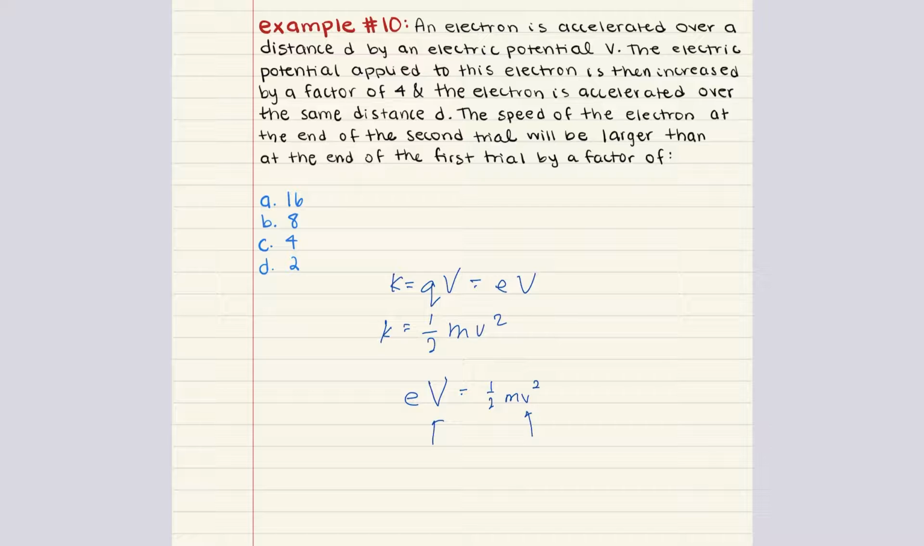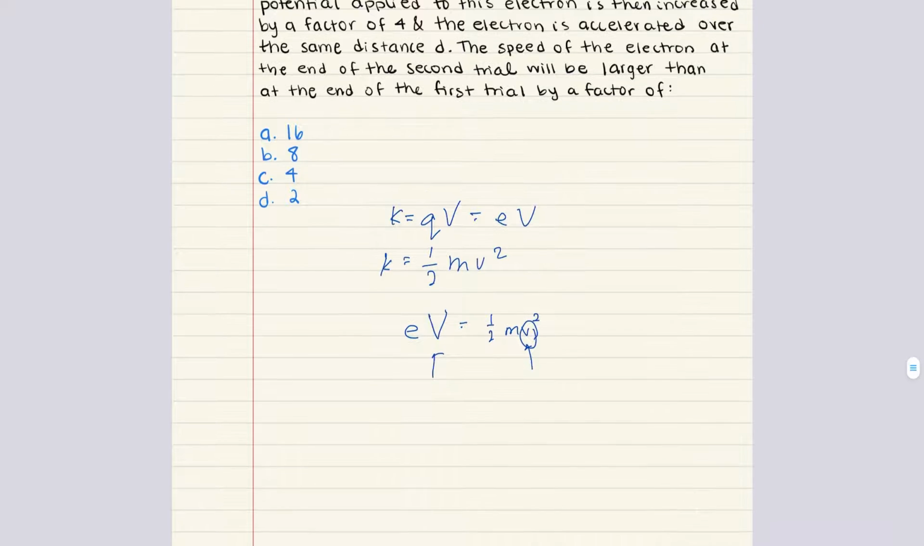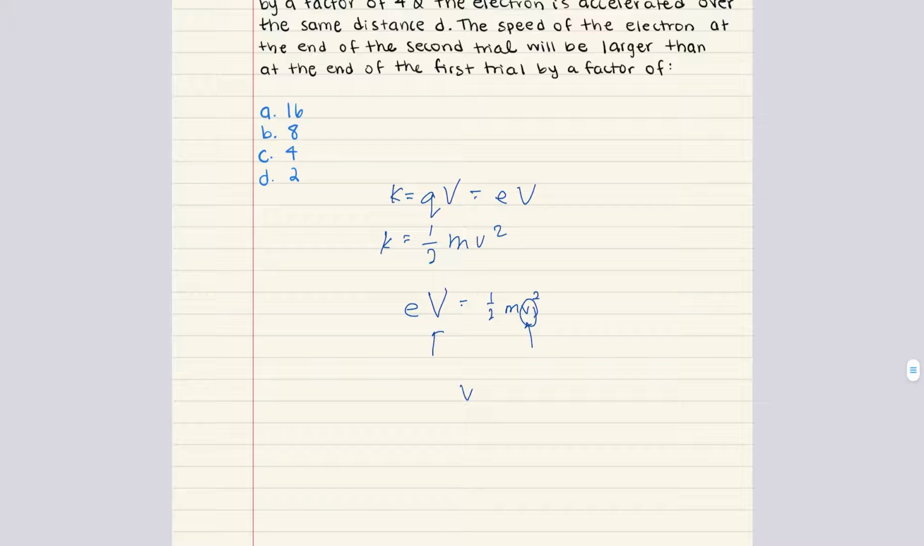Now that we have these equal to each other, we want to solve for the speed. So we want to solve for this little guy right here. So we want to isolate this variable. What we can do is multiply both sides by 2 and divide both sides by m. So that way we have v squared is equal to 2eV divided by m. We want to get rid of that square, so we can do the square root on both sides. And that gives us that v is equal to the square root of 2eV divided by m.